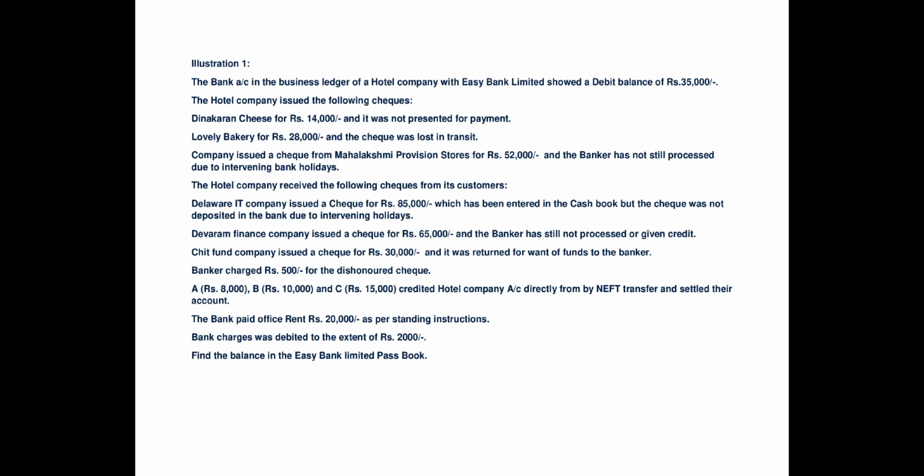The banker charged rupees 500 for a dishonored check, and it is a debit entry in the banker's account, and there is no corresponding entry in the bank account maintained in the business ledger. This is known as an unmatched debit. There is also a NEFT transfer from 3 parties A, B and C, rupees 8,000, 10,000 and 15,000 respectively, directly credited to our bank account. There is no corresponding debit in the bank account maintained in the business ledger. This is an unmatched credit.